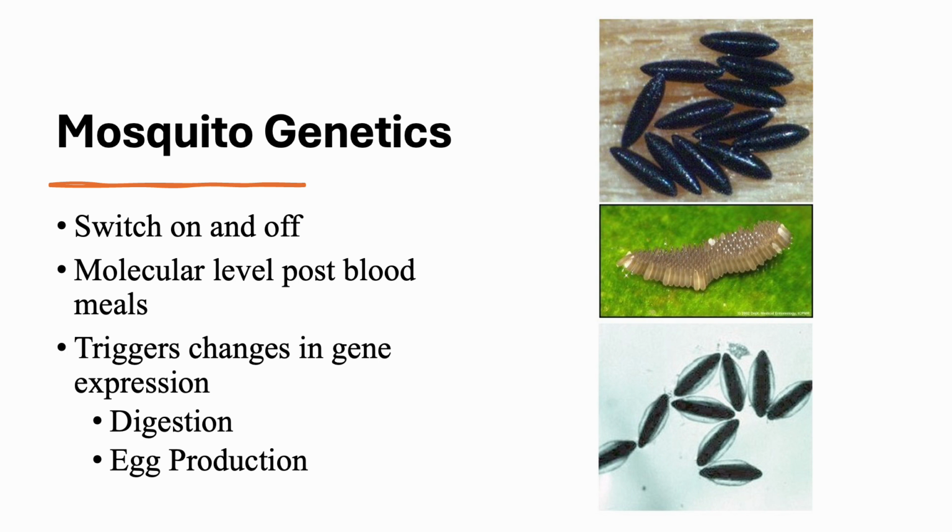To start off, this chapter focuses a lot on mosquito genetics, specifically how their genes switch on and off after a blood meal. So there is the concept of the molecular level just after obtaining that blood meal. This is kind of like a chain reaction that triggers changes in gene expression that impact many things, like digestion and egg production.